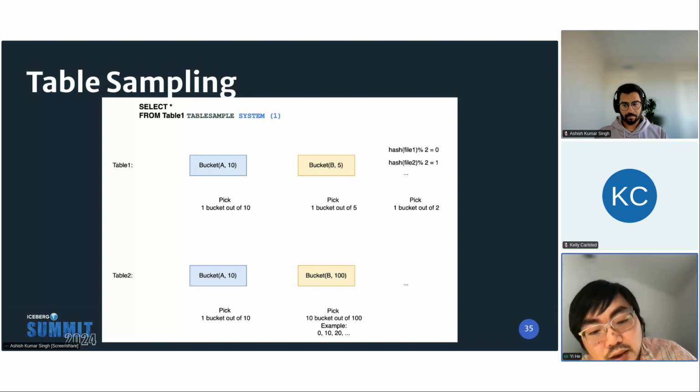If we have 10 buckets of A and 100 buckets of B, we select 10 buckets out of the 100 buckets for column B.